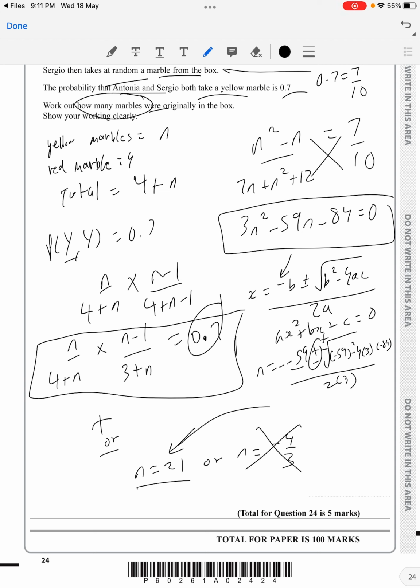Since they asked how many marbles are there, you cannot take a fractional number, sorry. So it has to be a whole number. Since you can't have a fraction of a marble, it's technically not possible. So you have 21, but remember, that's a catch, right? Since n represents yellow marbles, you cannot write 21 there. So you have to do the total, that is equal to 4 plus 21 marbles. That should give you 4, that's red marbles, plus the number of yellow marbles, that is 25 marbles in total.